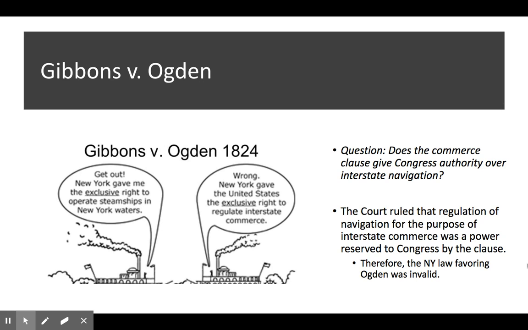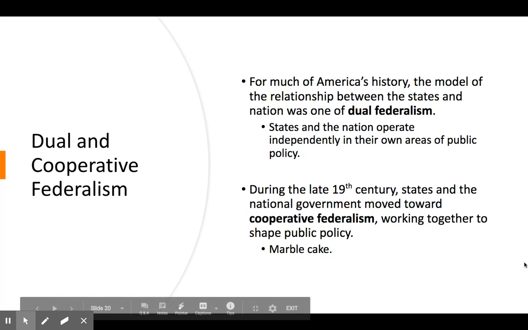So remember, the Commerce Clause gives Congress the authority over commerce between foreign nations and between multiple states. And the court is going to rule that the regulation of navigation for the purpose of interstate commerce was a power reserved to Congress by that Commerce Clause. So it's between multiple states, so therefore Congress has that power given by the Commerce Clause. So that means that New York law favoring Ogden, so the New York law giving him the monopoly, was invalid. So the court is going to rule in favor of Gibbons in this case. And that is where we are going to stop with this lesson.